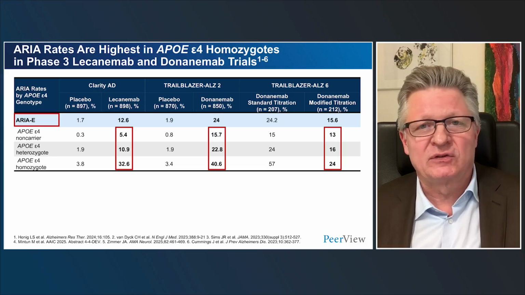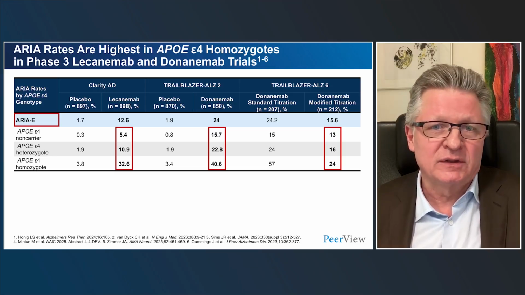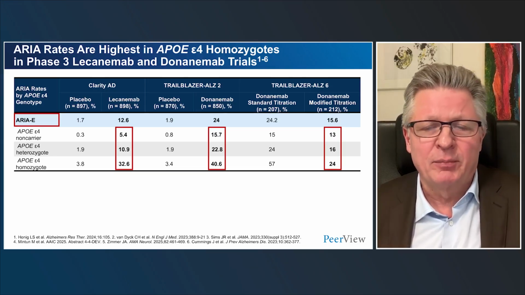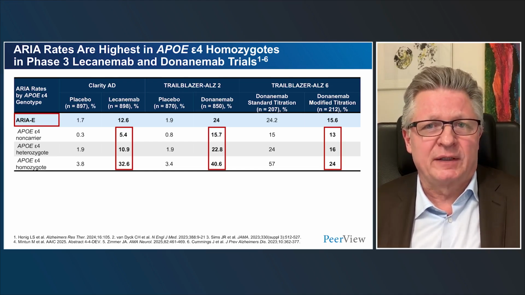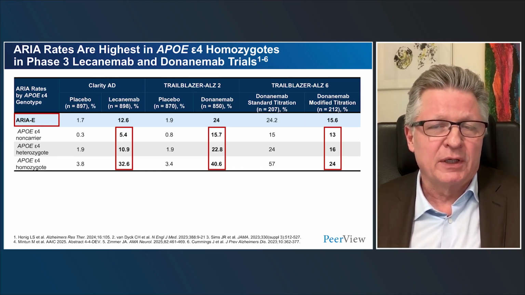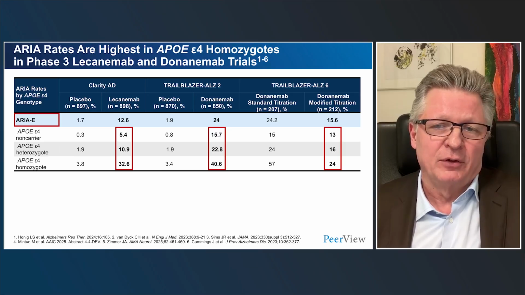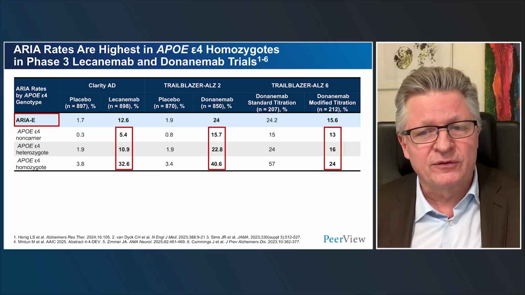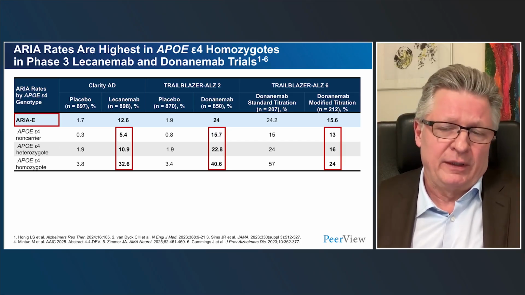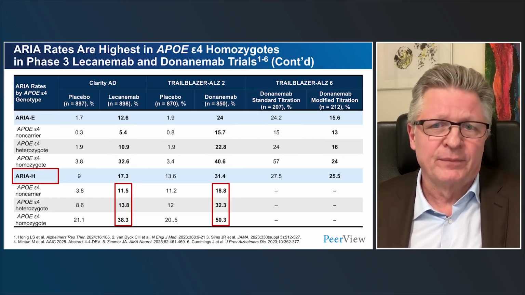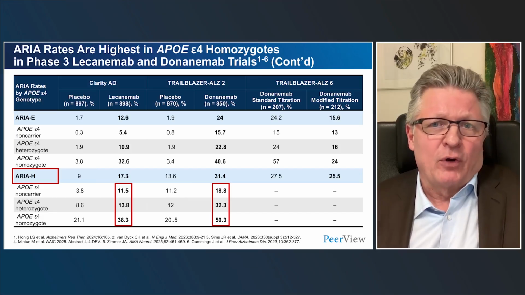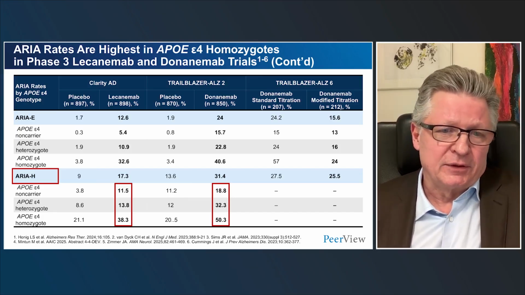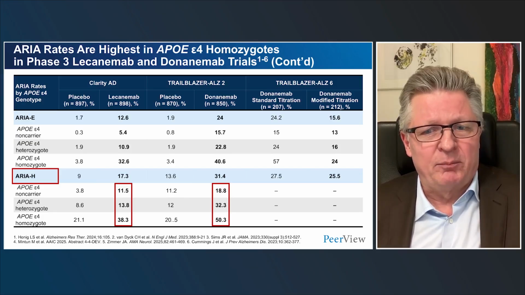TRAILBLAZER 6 is a modified titration scheme of donanemab, which shows that if donanemab is titrated up more slowly to the final dose, then the ARIA risk is reduced, but still 24% in APOE4 homozygotes. Now, these are the numbers for ARIA-H, so the microbleeds and the siderosis, and here's more or less the same picture.